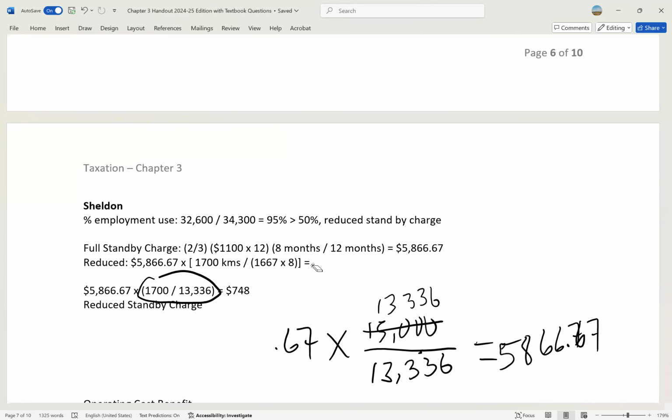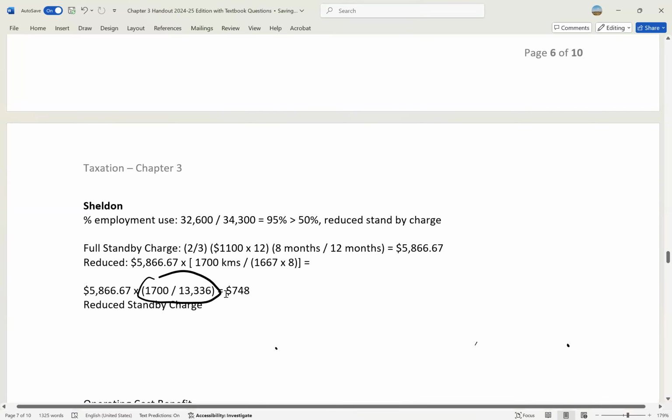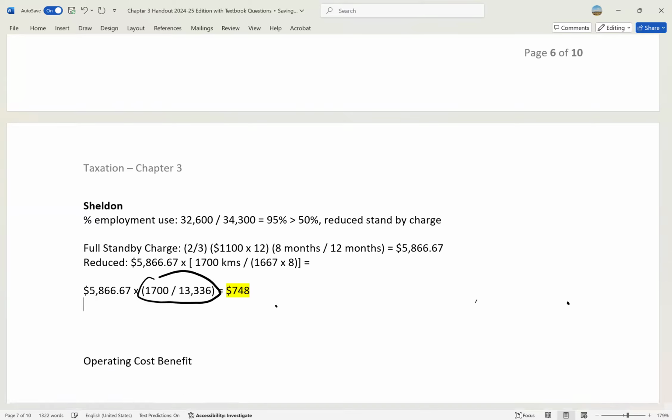So in this example then, his reduced standby charge that he has to include in his net employment income is only going to be $748. So that is his reduced standby charge. Now there's also the operating cost benefit.